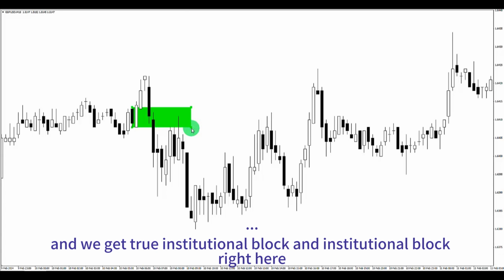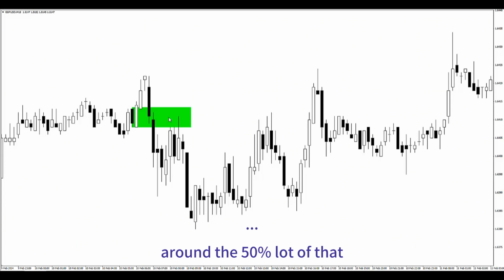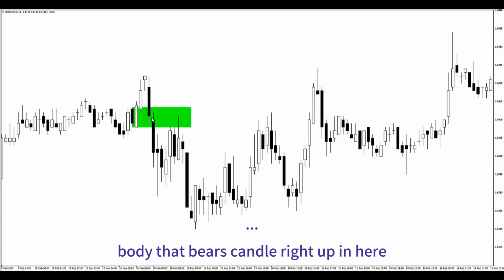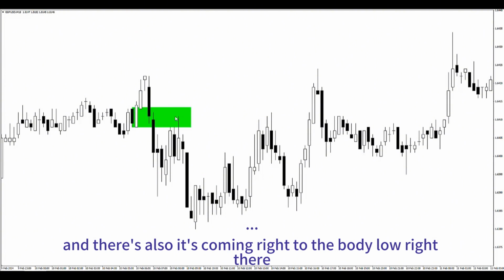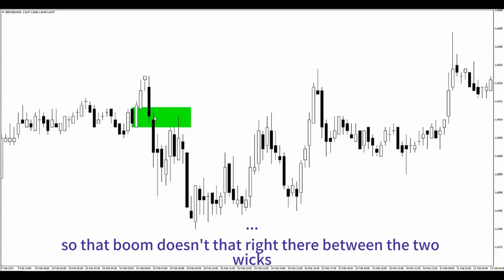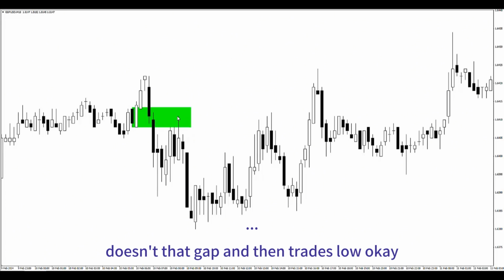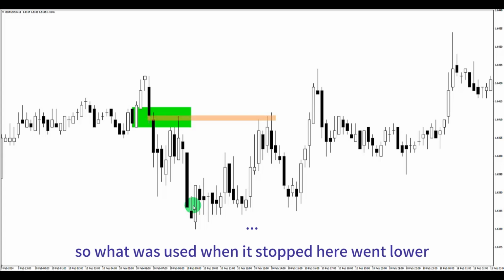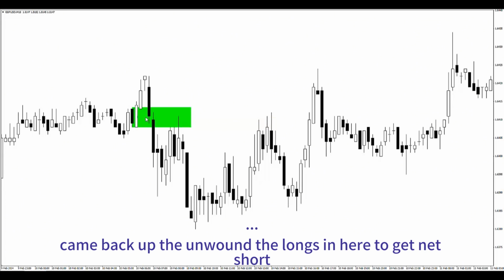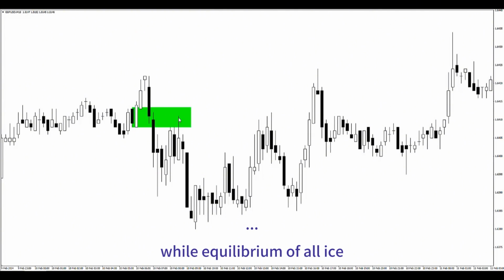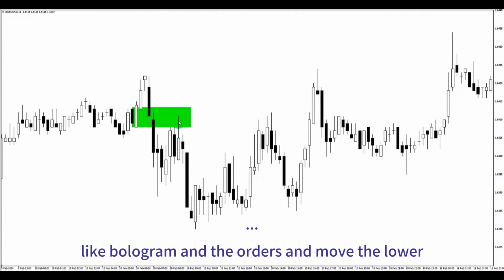and we get true institutional order block and institutional order flow right here, around the 50% mark of the body of that bearish candle, right up in here. And notice also it's coming right to the body low right there. See that? Boom, fills in that gap between the two wicks, and then trades lower. So what was used to run the stops here went lower, came back up, they unwound the longs in here to get net short or equilibrium, or overall price equilibrium in the orders, and moved lower.